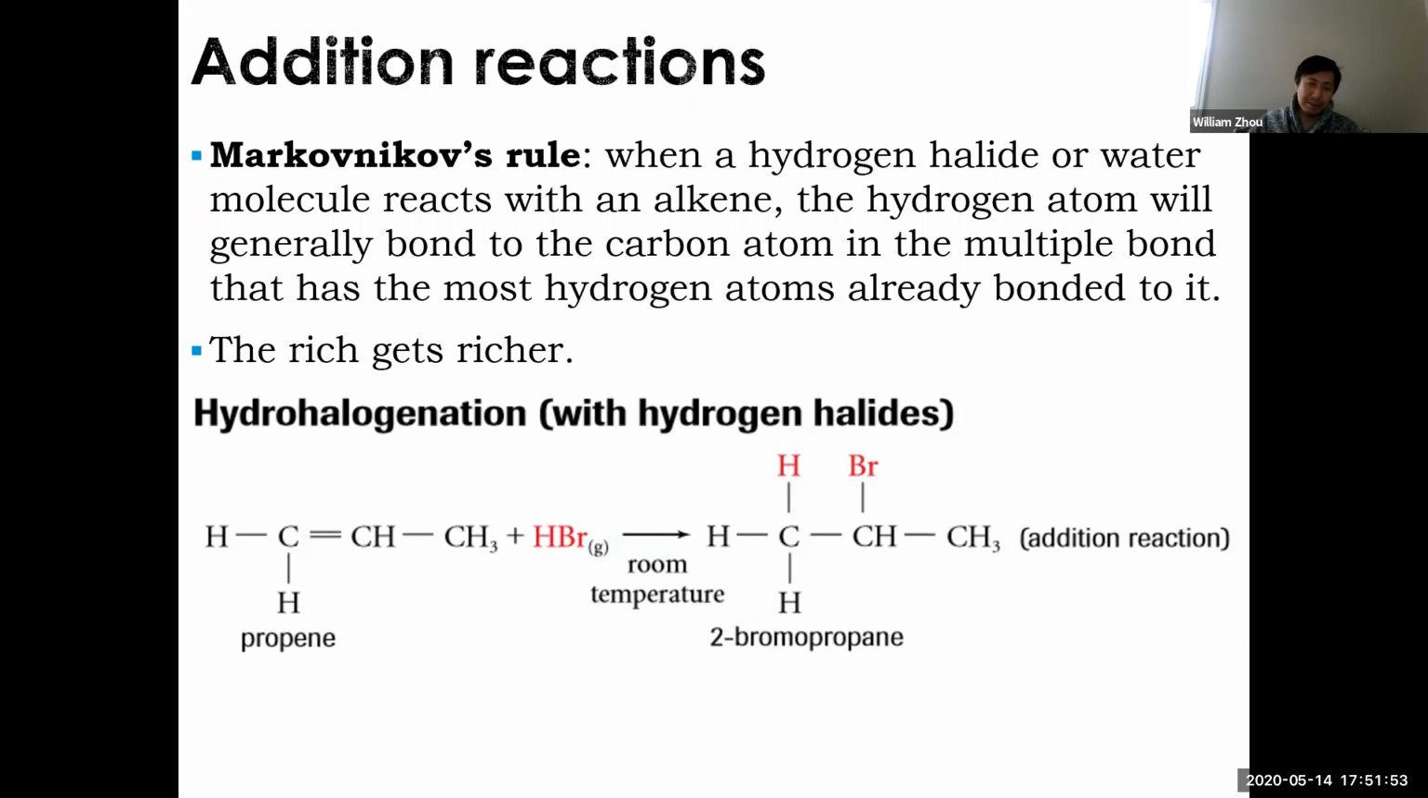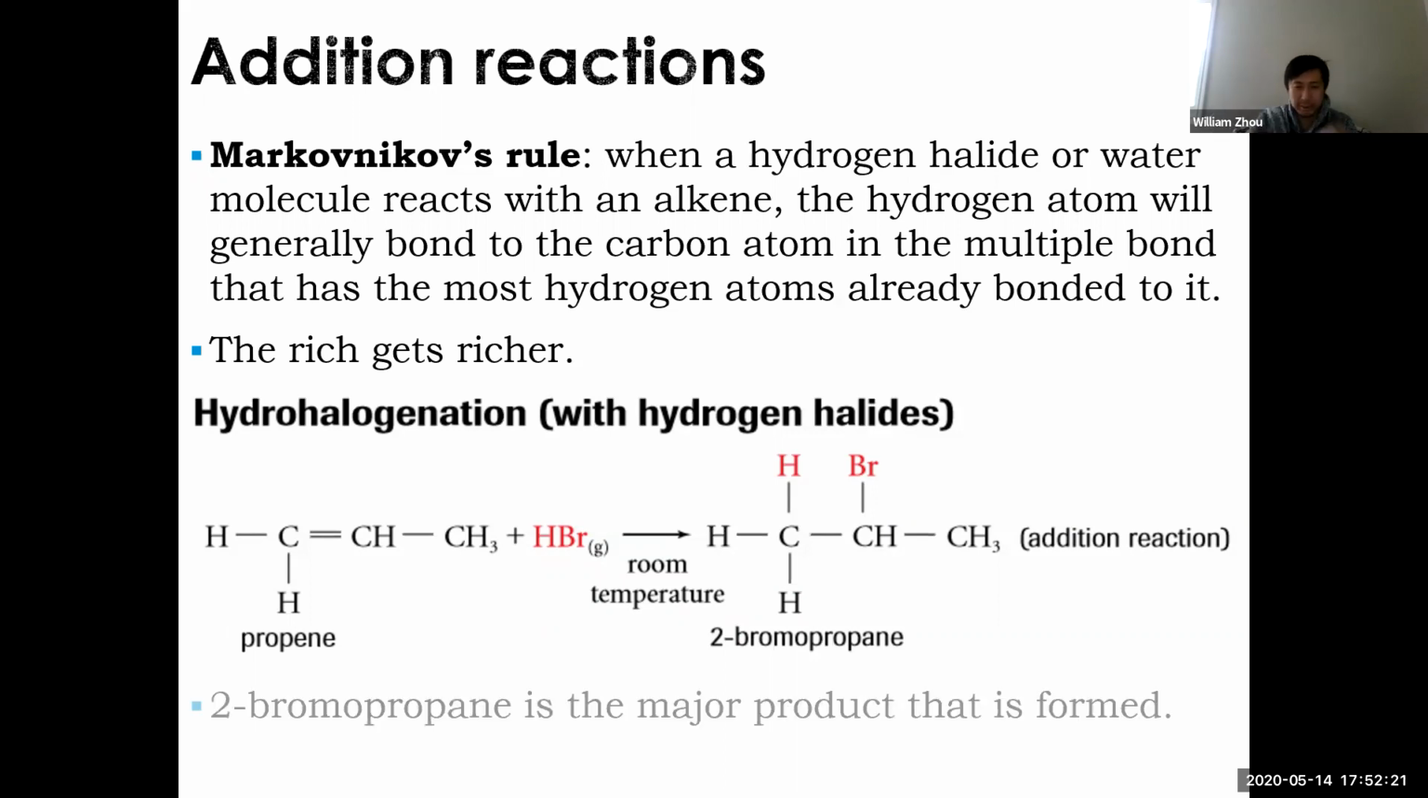Basically, this is Markovnikov's rule right here. According to this rule, if you look at the propene, across the double bond, one carbon has two hydrogens. The other carbon has just one hydrogen. Well, the rich gets richer, so the carbon with two hydrogens will get the last one. That will become three hydrogens. And the carbon with just one hydrogen is getting the bromine. So 2-bromopropane is the preferred product.